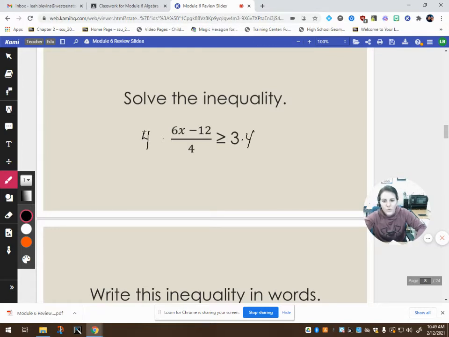4 over 4, right? This is being multiplied by 4, so it ends up with a 4 on top and a 4 in the denominator. That's just 1. 1 times 6x minus 12 is just 6x minus 12. 3 times 4 is 12.